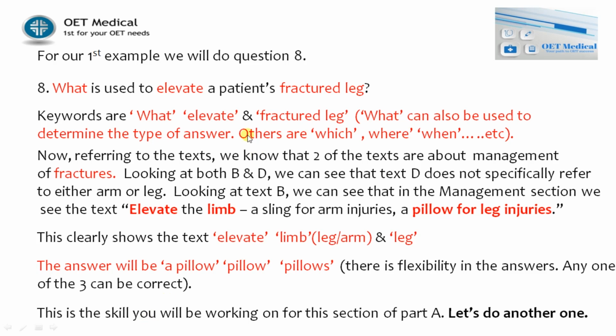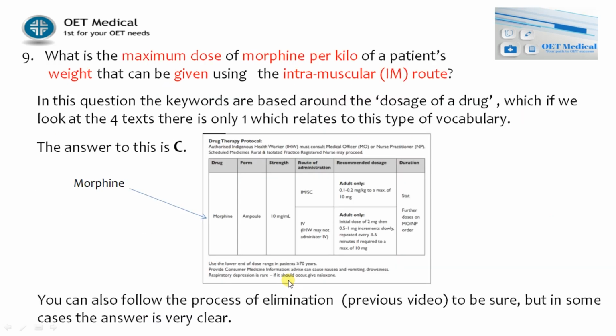Okay, so this is the kind of skill you'll be working at. So let's do another one. Question 9. What is the maximum dose of morphine of a patient's weight? So we've got maximum dose, important. Morphine, important. Weight, given, so that's administered. And then intramuscular route. So this is kind of a specific terminology. So you're probably unlikely to find this paraphrased, because it's very difficult to paraphrase something like this. And even morphine per kilo, it's difficult to paraphrase. The other things could be paraphrased, but these two, very difficult.